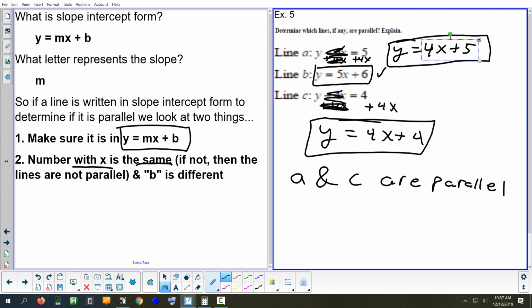How come B isn't parallel? It's got a 5 in front of the x, and the other equation up here has a negative 4. Yeah, it's the slope, right? You're looking for same slope.